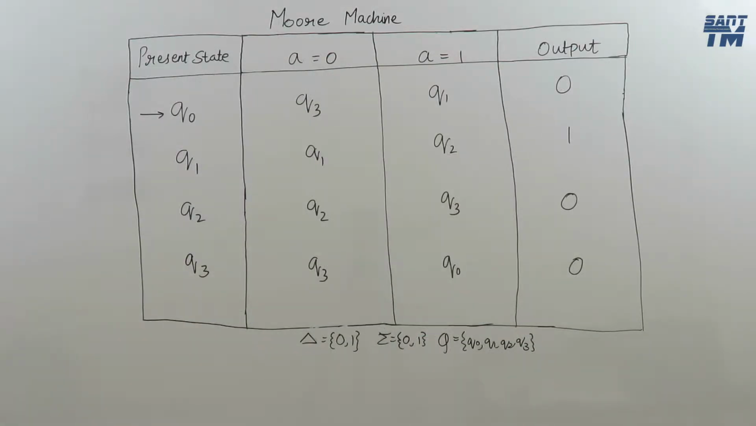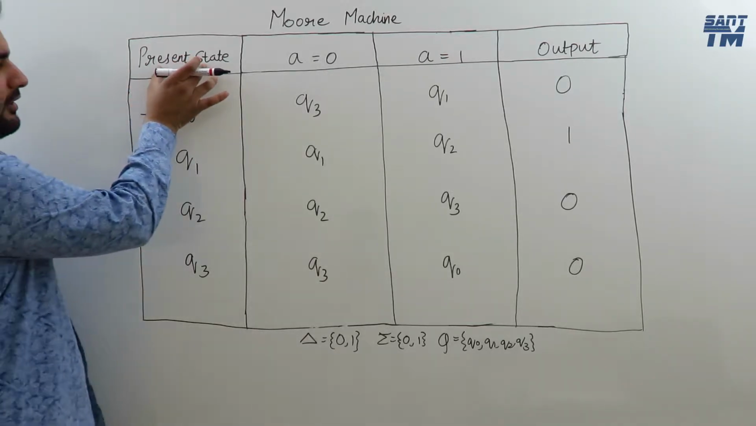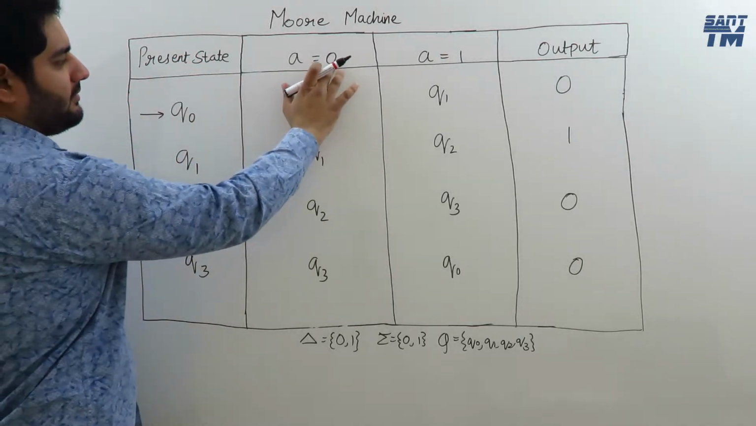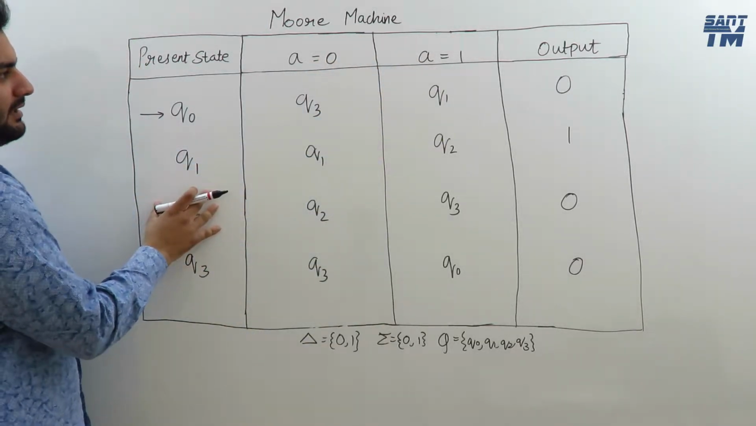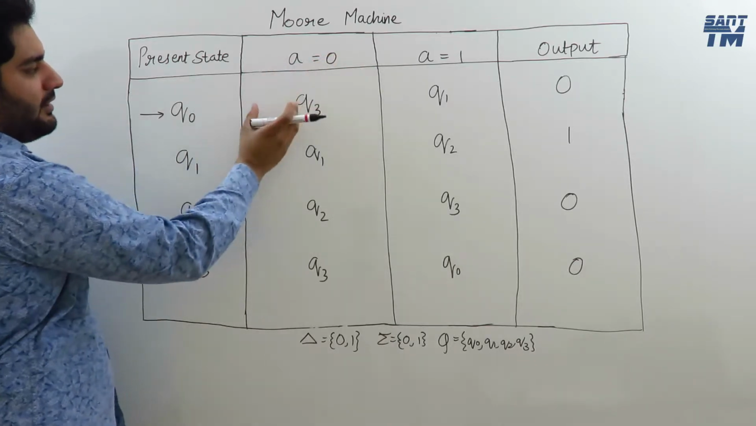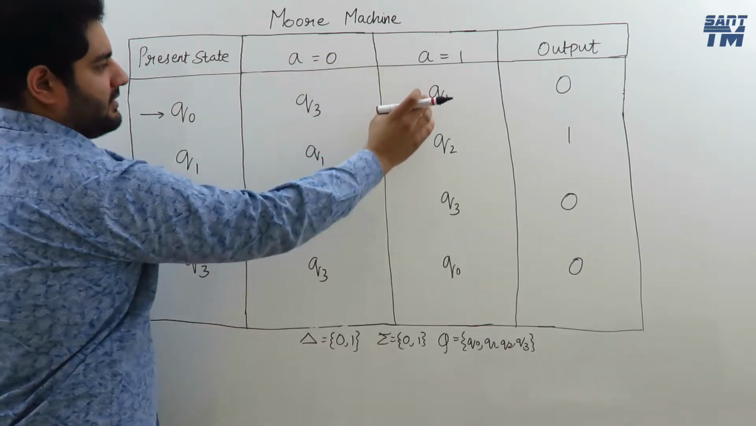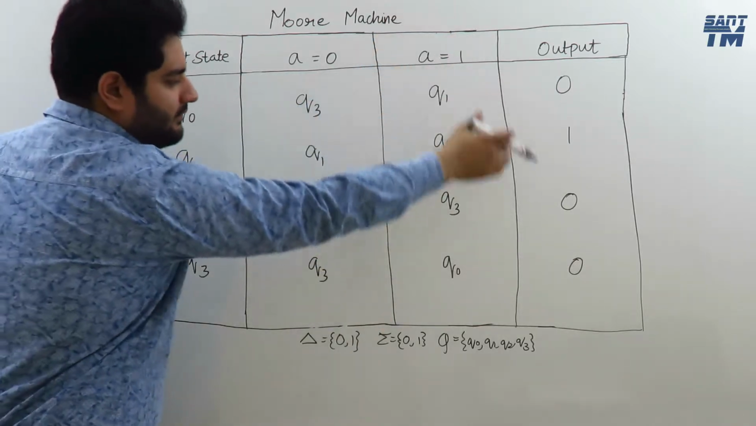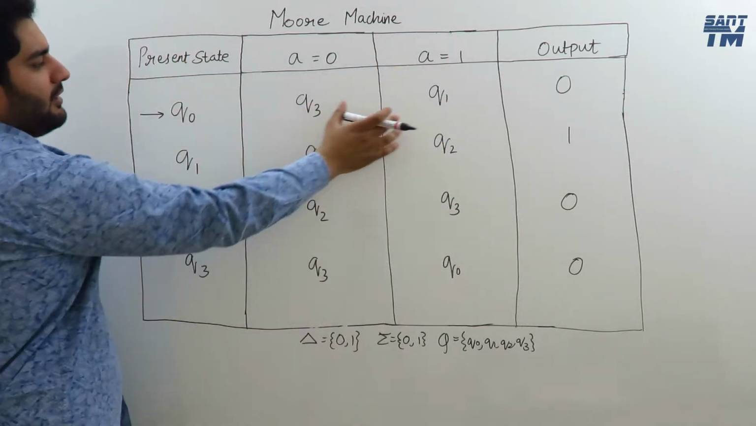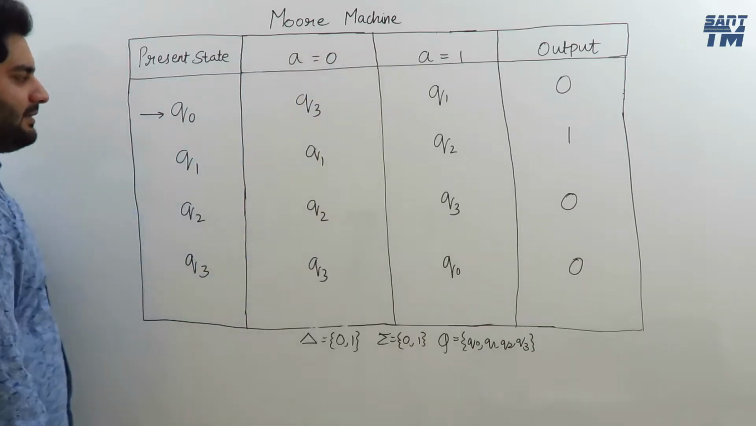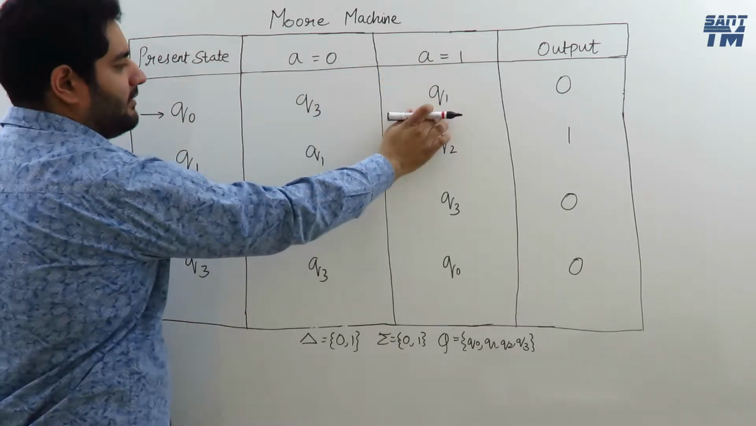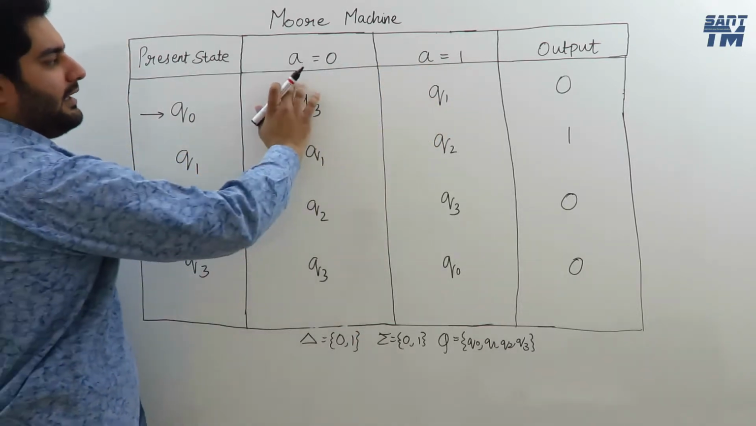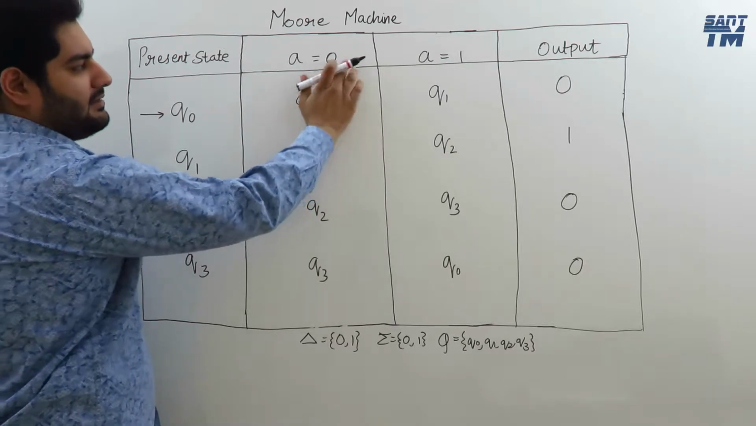Now this is the transition table for a Moore machine. See here, this is the column for present state. These are the two input symbols 0 and 1, and there is the output. In comparison to a Mealy machine, for each input symbol there were two columns, state and output. Here there is only one single column of output and two columns of states for each of the input symbols. That means Q naught on applying 0 will move to Q3, and on applying 1 it will move to Q1. But output is independent of both these input symbols 0 or 1.